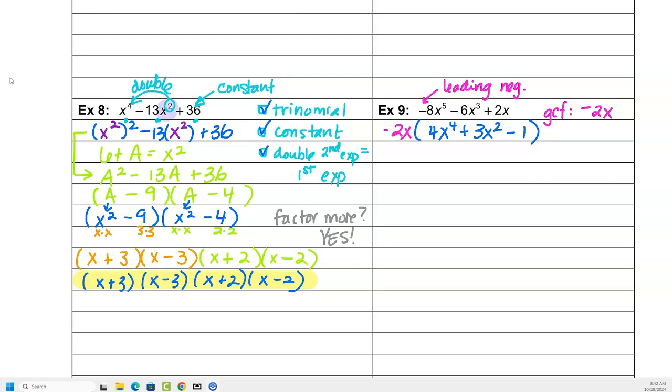Okay, we're to the 4th power. So I'm going to look and see if I have my check boxes here. I'll do right here. Okay, so do we have a trinomial? Like we're asking if we can factor again. So this middle in blue is a trinomial, isn't it? So I can check that. Do I have a constant?